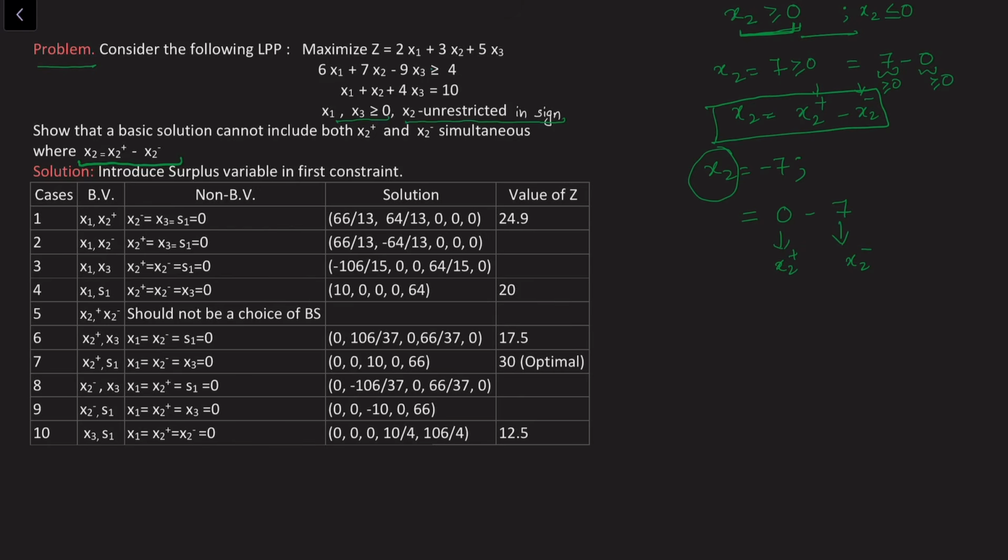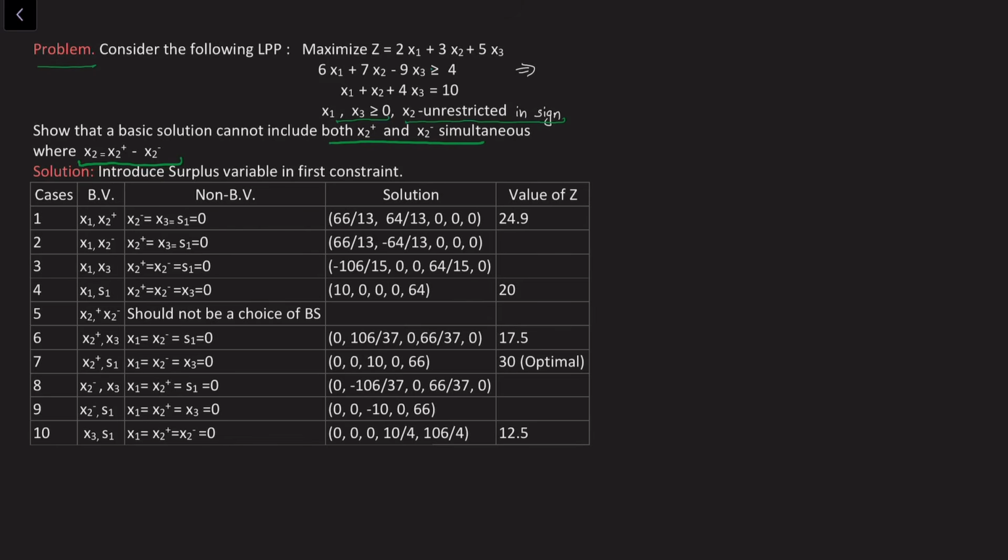Show that a basic solution cannot include both simultaneously. So now let's first convert these constraints into an equality system and include this x2, unrestricted in sign, with these two replacements. So x2 will be replaced as x2 plus minus x2 minus, minus 9x3, and then I have to also include a surplus variable, equal to 4. In the second constraint, I get x1 plus x2 plus minus x2 minus, using this replacement for x2 as mentioned in the problem, plus 4 times x3 equal to 10.